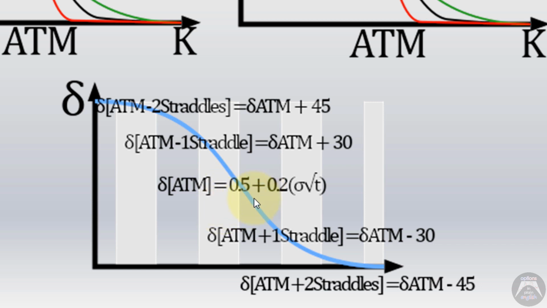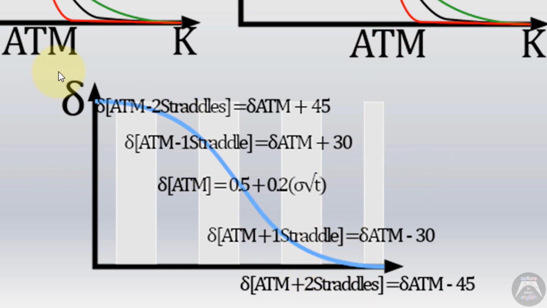Now, as you start to move by one straddle, if you go lower in price by one straddle, by two straddles, the delta can be approximated by using the delta of the at the money plus 30 as you move in the money, and by 45 if you move two straddles in the money. If you move one straddle out of the money, then it's going to be the delta that you calculated at the money minus 30. And if you move by two straddles, you can approximate the delta by having the delta of the at the money call, for example, minus 45. Okay, so this is the distribution of delta.